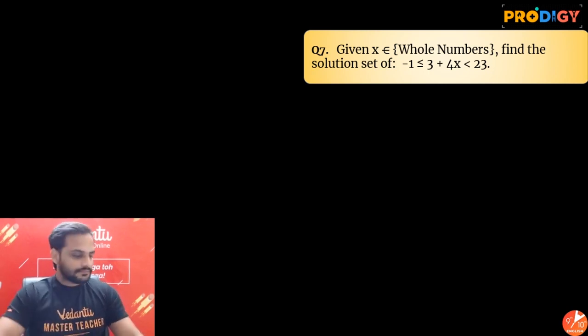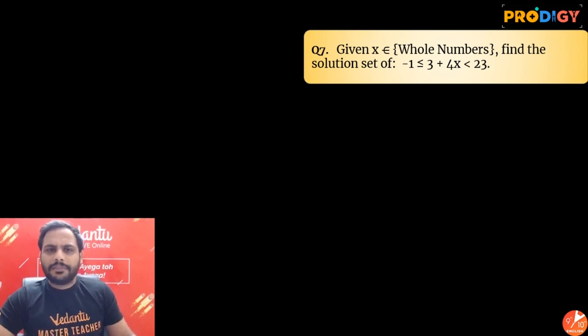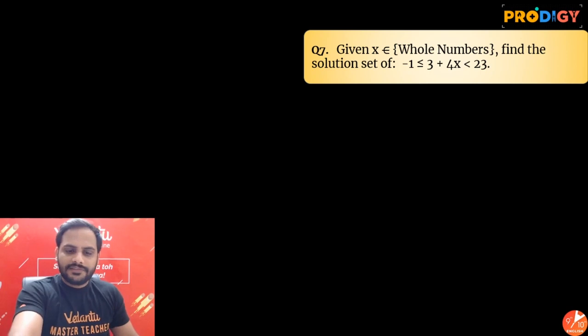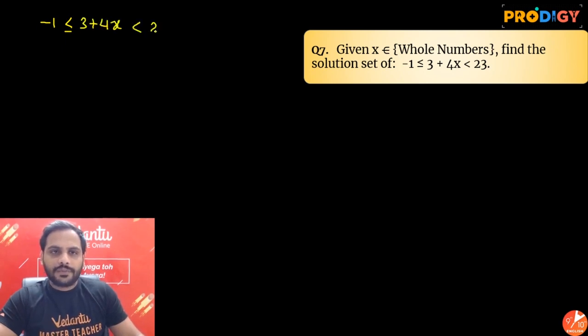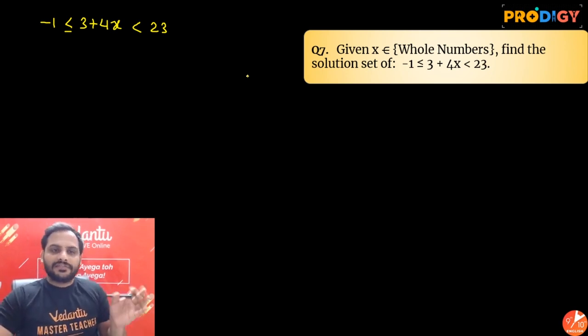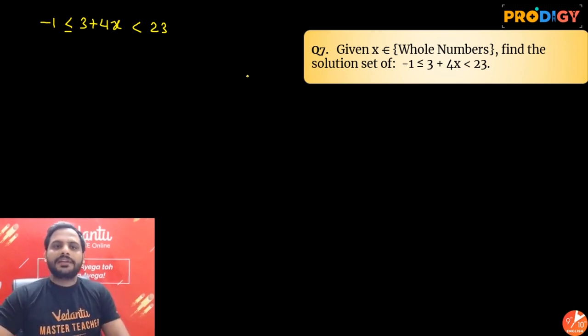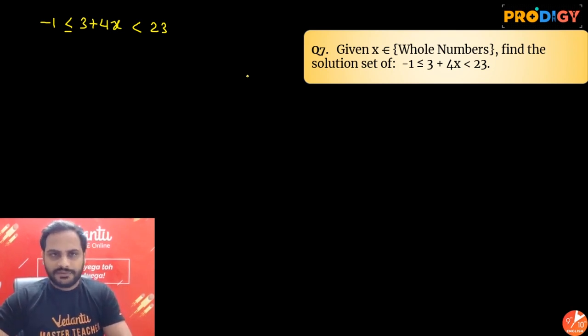Now beta, see this inequation, I can solve it very easily by separating both the inequations. So one inequation will be minus 1 is less than or equal to 3 plus 4x, and the other one will be 3 plus 4x is less than 23. Solve both and get the common solution.